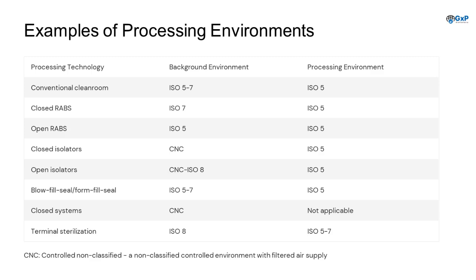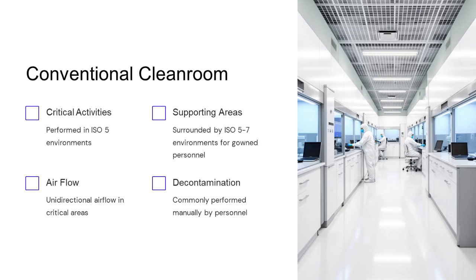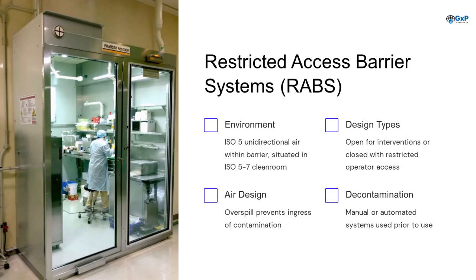technology and background environment. Examples include conventional clean rooms, closed RABs, open isolators, and blow-fill-seal systems, each with specific ISO classifications and controlled air supply requirements. Conventional cleanrooms perform critical activities in ISO 5 environments with unidirectional airflow. Supporting areas are surrounded by ISO 5 to 7 environments for gowned personnel, and decontamination is commonly performed manually by personnel. Restricted Access Barrier Systems, or RABs, are designed to maintain a controlled environment for critical processes.